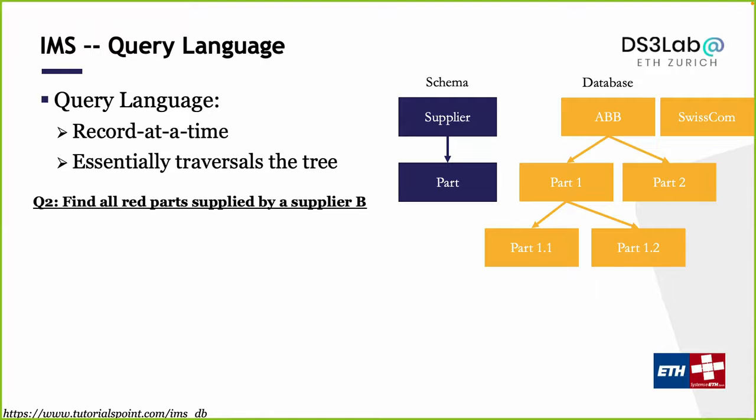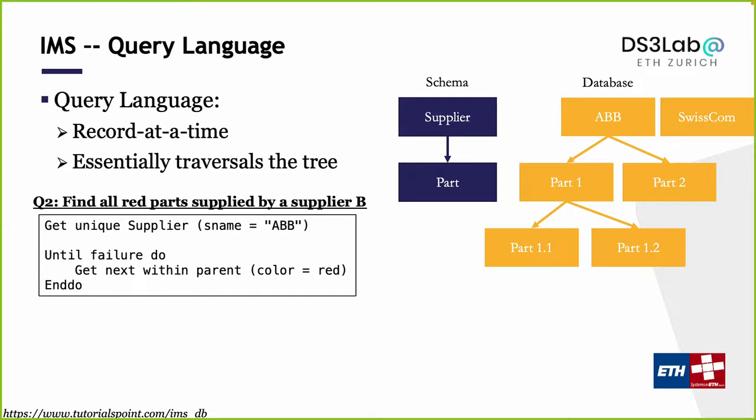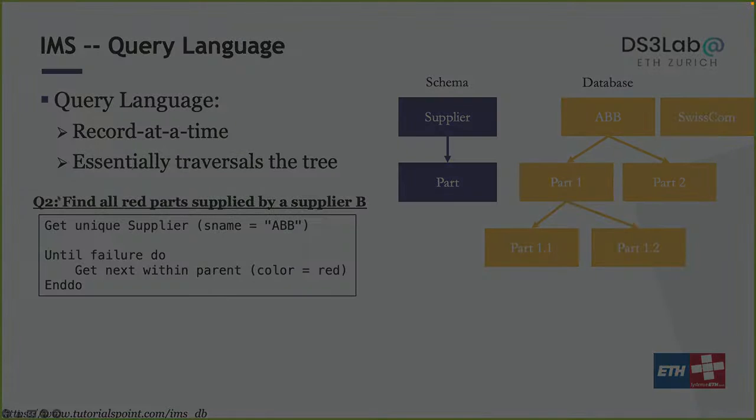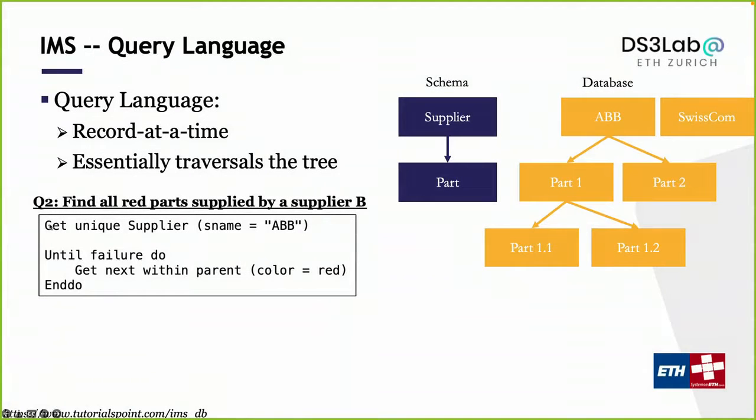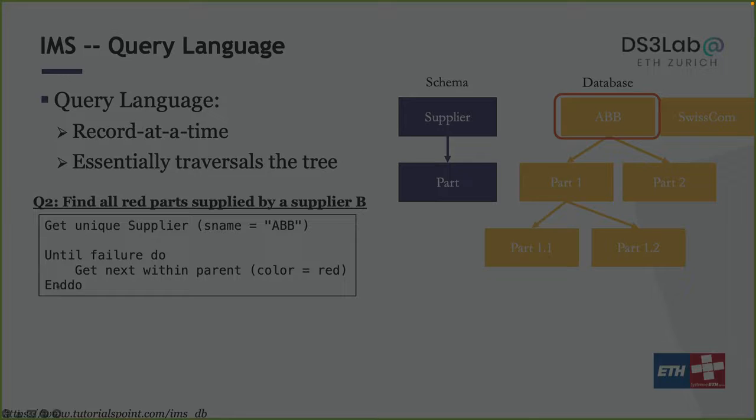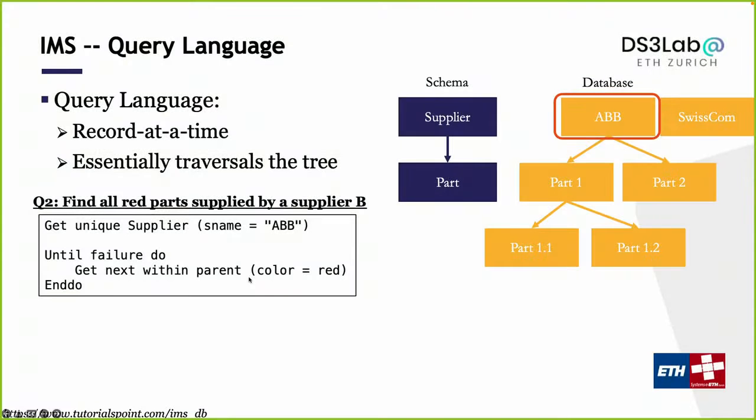So in IMS, the thing you can do is, you have something like this. In the first line, what you are going to have is you get a unique supplier. What it's trying to do is identify some of the root node. Say, find me this. And then you try to do this. Essentially, you say, get me the next within this parent. I try to enumerate all the children of this node. And for each one of them, I try to see whether that satisfies my condition. If it satisfies, I return it. Otherwise, I do not return it. Right? And you continue this.